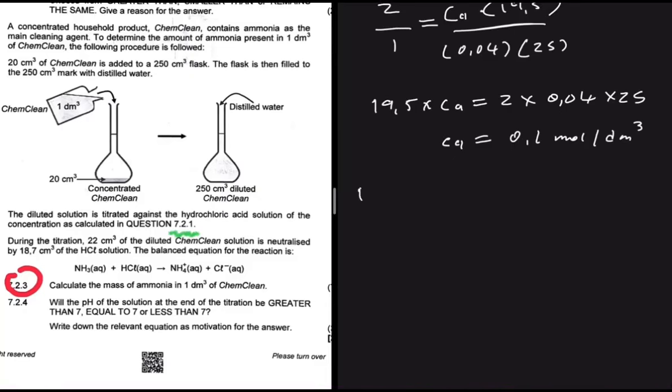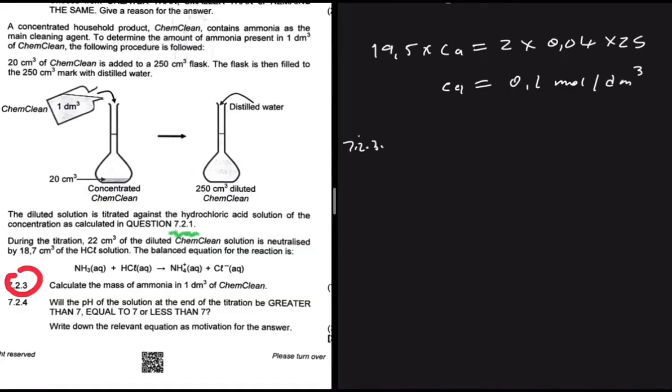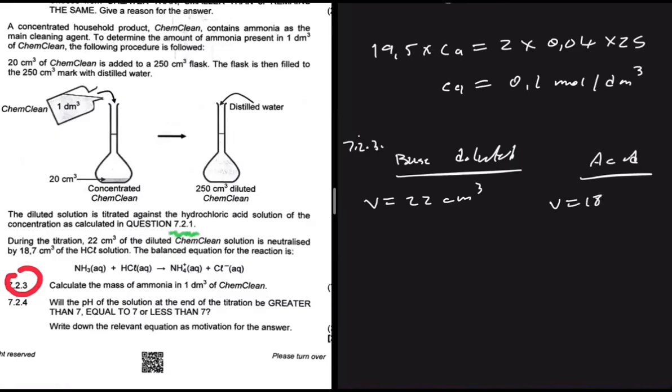So for the diluted base, now we are in 7.2.3. So for the diluted base, the base diluted, right? Which volume is used? A volume of 22 centimeter cube is used. And then what is it neutralized by? Now we come to our acid. It is neutralized by a volume of 18.7 centimeter cube of HCl, of which the concentration is the same as the one we calculated in 7.2.1, right? So that is 0.1 moles per decimeter cube, right?